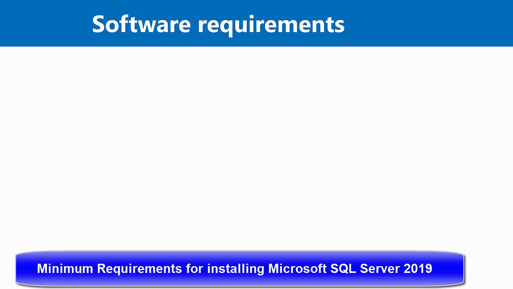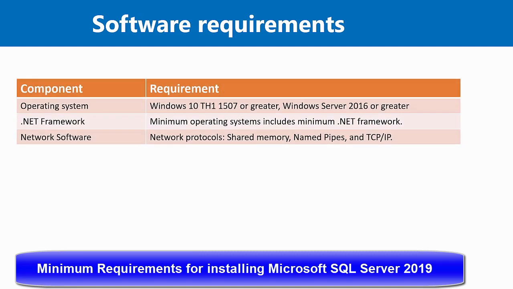Let's take a look at the software requirements. The software requirements are fairly basic. You should already have them on your system if you've already got a Windows operating system. The operating system requirements: Windows 10 TH1 1507 or greater, or Windows Server 2016 or greater. So make sure you have Windows 10 installed or Windows Server 2016 or greater.